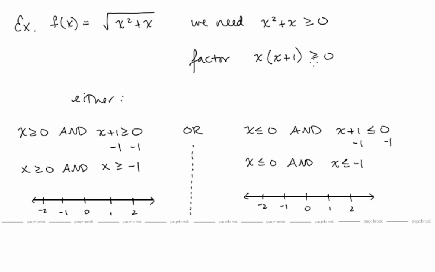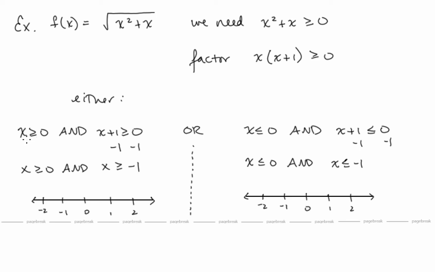So that means either both of these are going to be greater than or equal to 0, so x is greater than or equal to 0, and x plus 1 is greater than or equal to 0, or we could have both of these negative and still multiply to a positive. So we could also have x less or equal to 0 and x plus 1 less or equal to 0. That would also result in a product that is greater than or equal to 0. So these are the two cases that would give us a solution.